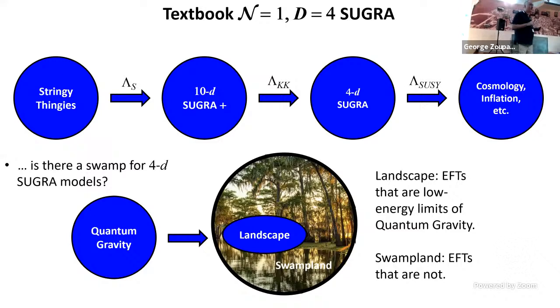So is there a swamp for 4-dimensional supergravity models? If you look at 4-dimensional EFTs, some of them will be in the swampland if you have infinite particle creation, and some will be in the landscape. And only the models that are in the landscape are candidate models. So using gravitational particle production, we're going to try to see what the landscape is of N=1, D=4 supergravity.